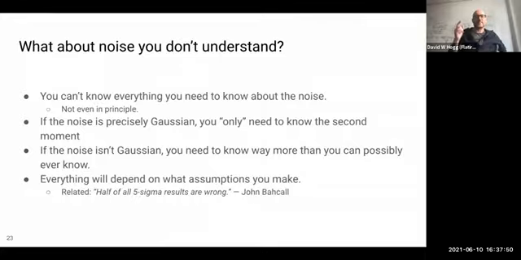But John Bahcall, who is my PhD and my postdoc advisor, liked to say that half of all 5 sigma results are wrong. Why? He didn't have an answer why. I think he was kind of cynical about astronomy, but I'm not really cynical about it. I think it's because there's aspects of your noise model you just can't understand. You can't empirically understand it. It's hard.